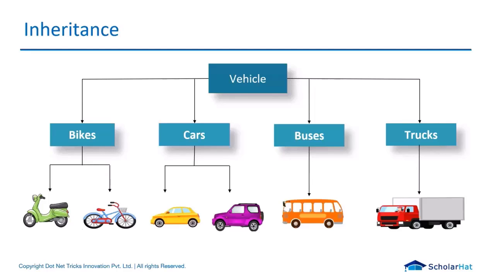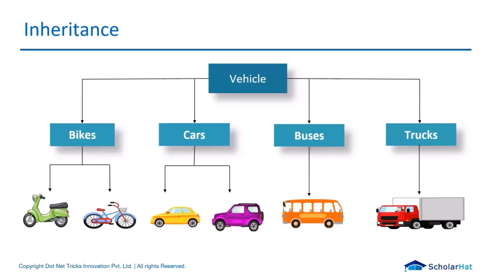Cars, depending upon whether you have an automatic car or manual car. You have buses, you have trucks. Trucks will also have a weight, how much weight they can take, and larger capacity. Number of tires are different in trucks as compared to bikes, cars and buses. So vehicle is basically a base class that you can consider, holding the common attributes and behaviors that can be related to the bikes, cars, buses and trucks.